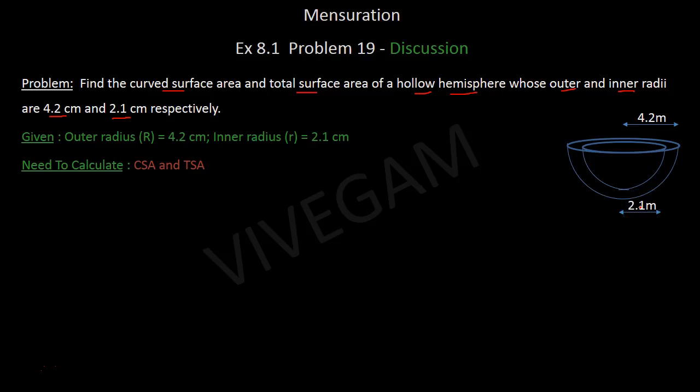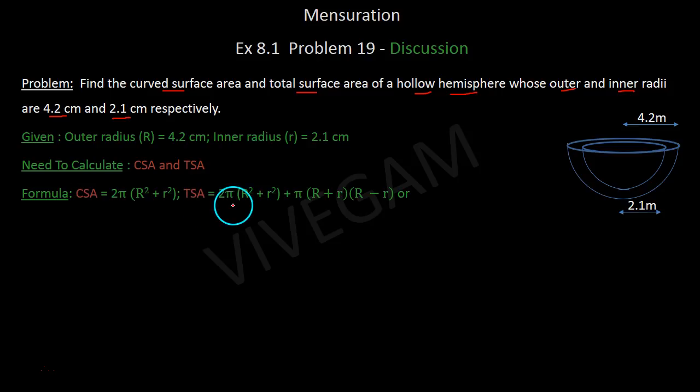So let's list the formula. Formula CSA is equal to 2 pi into capital R square plus small r square. As I told you, 2 pi capital R square will give you the outer surface area, that is for the outer hemisphere, and 2 pi small r square will give you the inner curved surface area. So since we are asked to find the curved surface area of the hollow hemisphere, in this case you have to add the inner as well as the outer. So it becomes 2 pi into capital R square plus small r square.